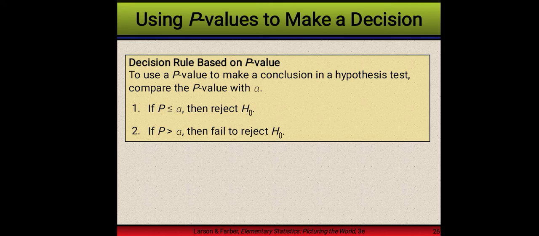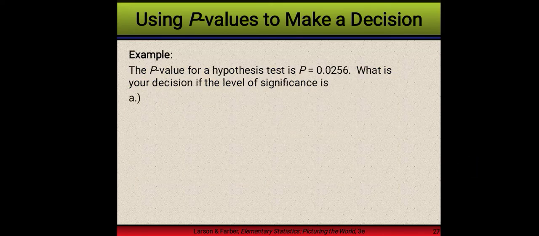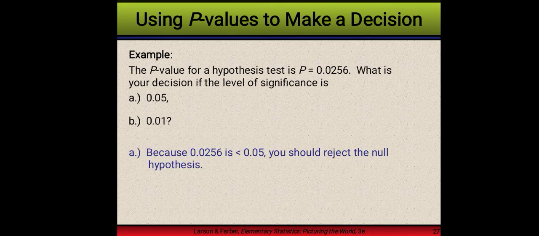Recall that when the sample size is at least 30, the sampling distribution of the sample mean is normal. Example: the p-value for a hypothesis test is P equals 0.0256. What is your decision if the level of significance is alpha equals 0.05, and the second one is 0.01? For the first one, 0.05, because 0.0256 is less than 0.05, you should reject the null hypothesis.